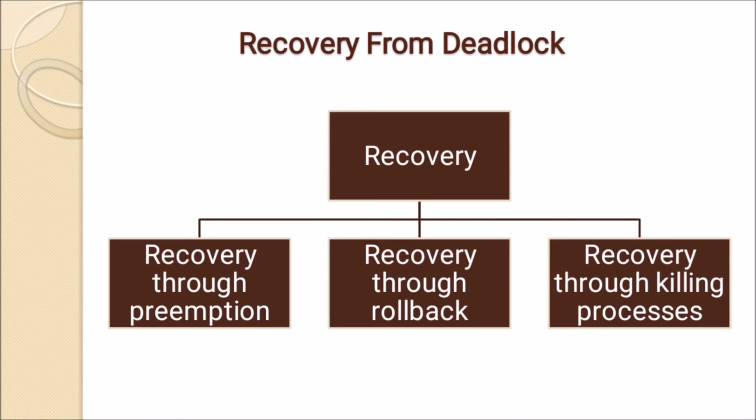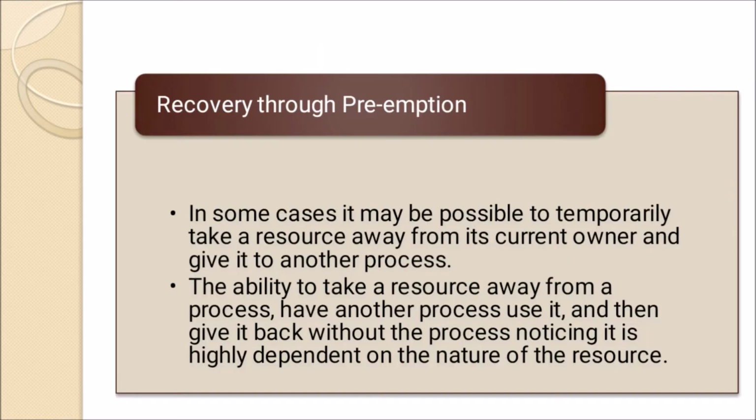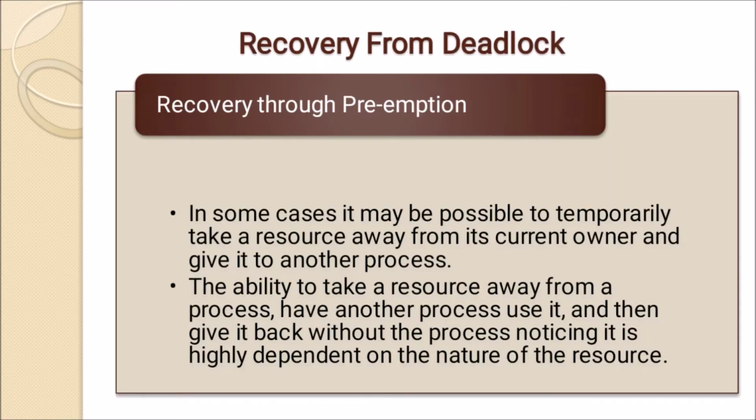There are 3 methods of recovering from deadlock: recovery through preemption, recovery through rollback, and recovery through killing processes. 3 methods, 3 algorithms for recovering from deadlock. Let us see what recovery through preemption is. In some cases, it may be possible to temporarily take a resource away from its current owner and give it to another process.